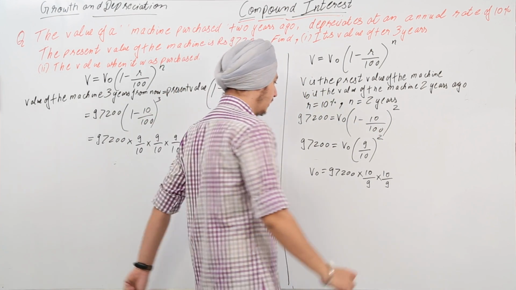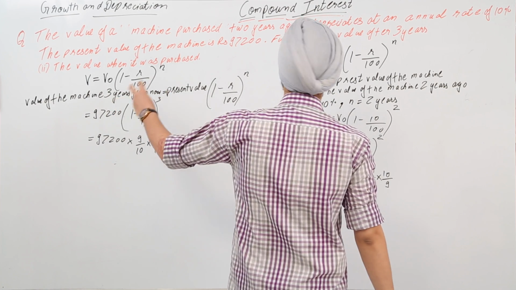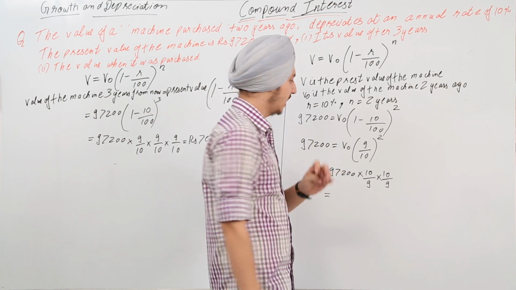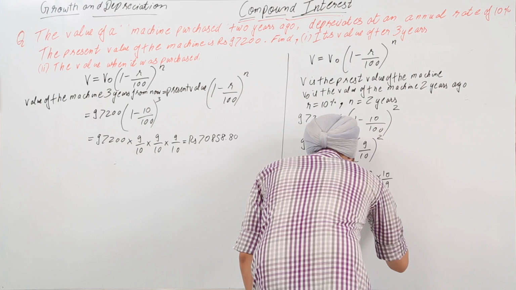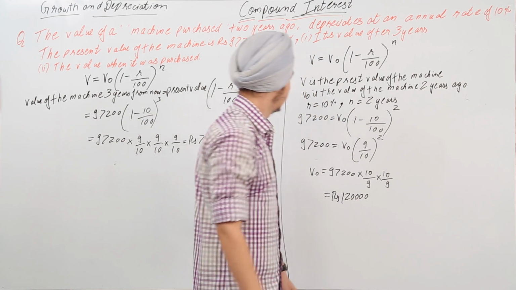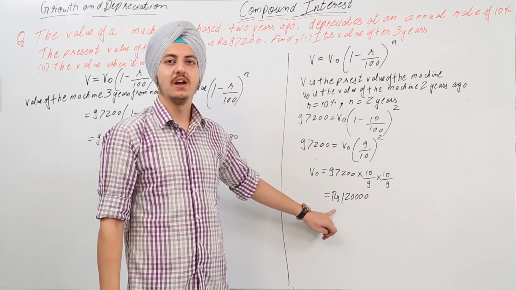Solving this equation, we will get the value of the machine 2 years ago, or the value of the machine when it was purchased, equal to rupees 1,20,000. So solve this yourself and you will get a value equal to 1,20,000.